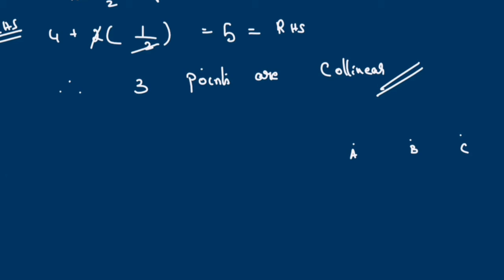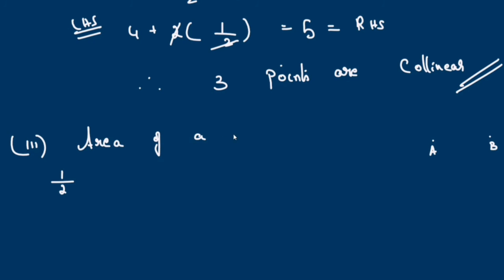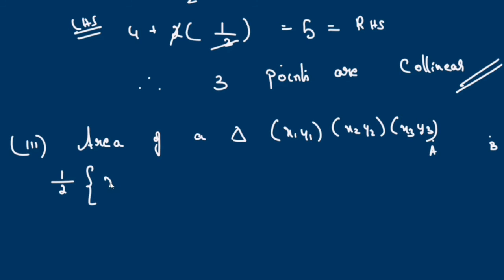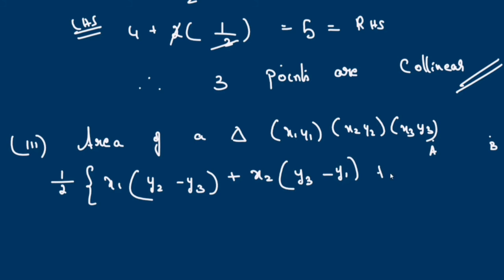So what is the area of a triangle formula? If the points are (x1, y1), (x2, y2), (x3, y3), the formula is half into x1 into (y2 minus y3), plus, then you start with x2, it's easy to remember, x2 into (y3 minus y1), plus x3 into, if you start with x3, then (y1 minus y2). So the area of a triangle formula is this.